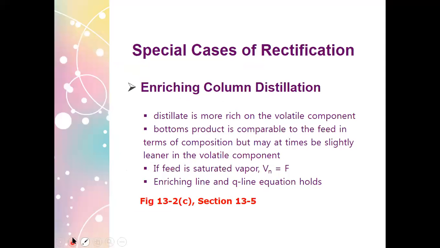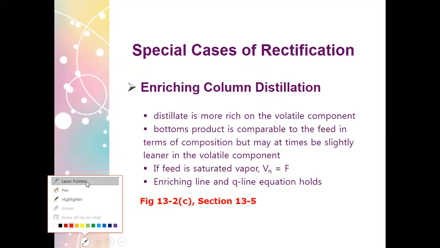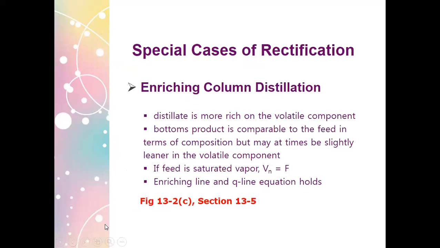Very easy. If it's enriching column distillation, the distillate here is more rich in the volatile component. Still, of course, the distillate is always rich in the more volatile component. And the feed enters the bottom of the tower as vapor, so the opposite of the first. If the feed enters the top as liquid for stripping column distillation, in this one the feed enters the bottom of the tower as vapor.